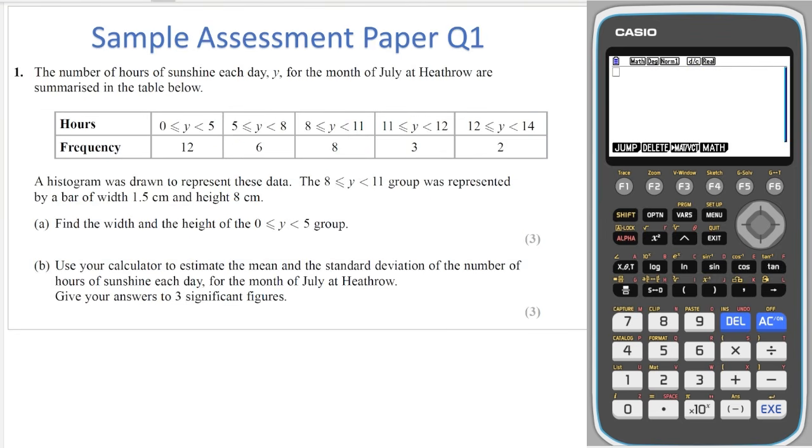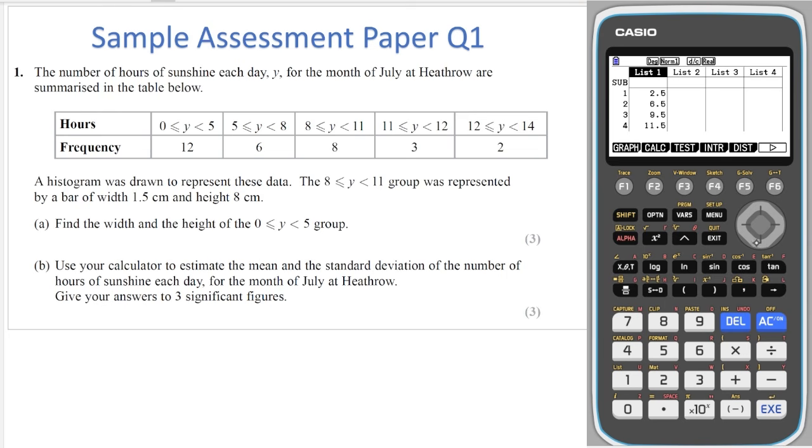Okay, here we've got a question where we've got data and I need to work out the mean and the standard deviation. So I'm going to focus on part B because that's where I need to use my calculator. I'm going to go to Menu, Statistics, and I am going to put in the midpoints. So 2.5, 6.5, and let's say I didn't know what the midpoint was. What I could do, I can write 8 plus 11 close brackets divided by 2, enter, and it will give me the value, and then 11.5, and then finally 13.